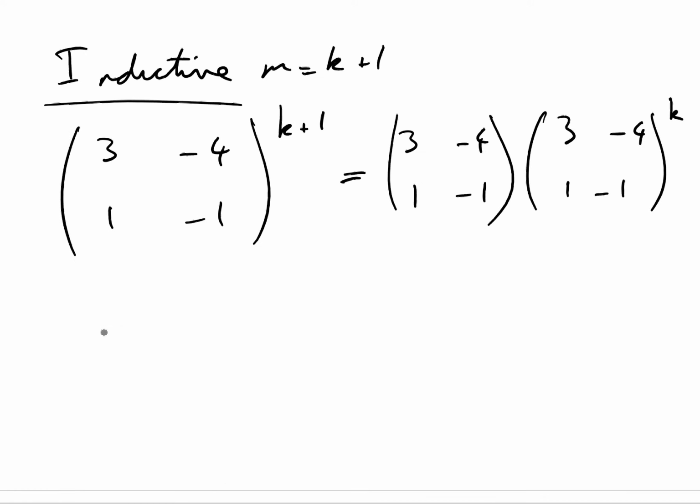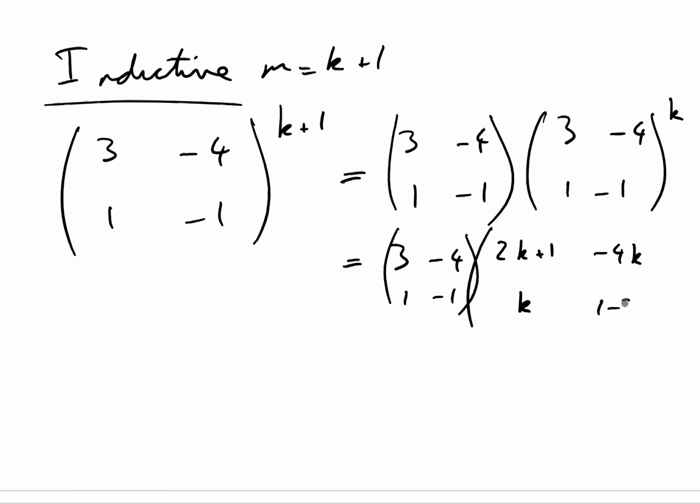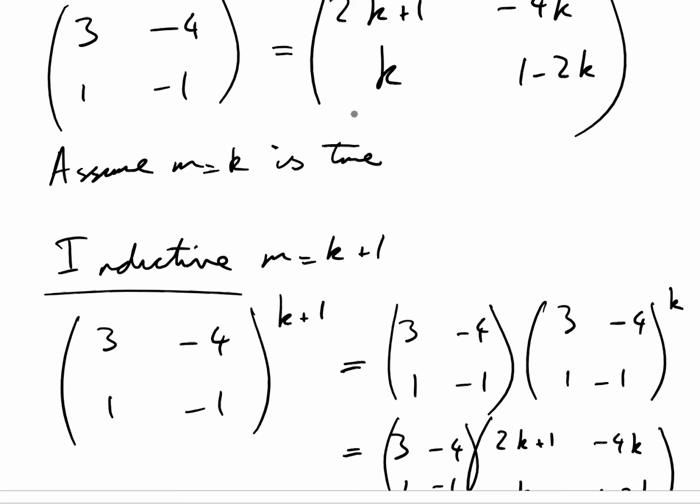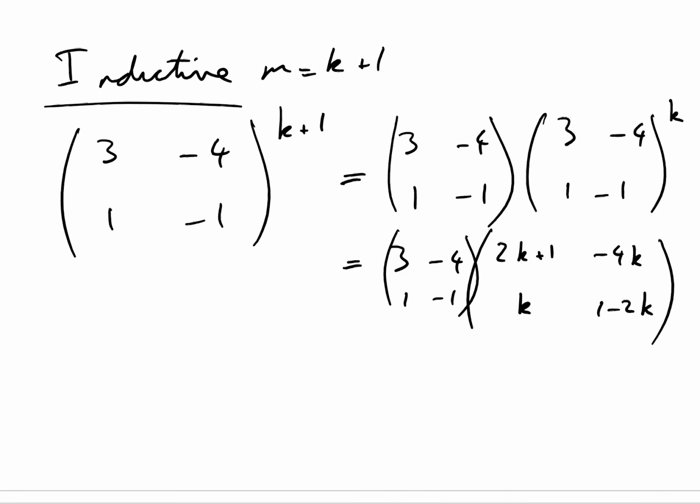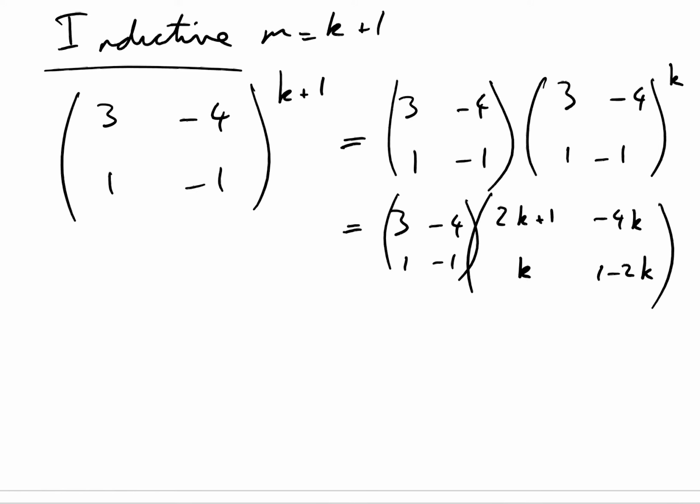Okay, so this now is equal to, actually I'm going to write it underneath here, this matrix here is equal to 3 minus 4, 1 minus 1, times the matrix 2k plus 1, minus 4k, k, and 1 minus 2k. Okay, so I've just simply replaced this matrix here with the expression that I know this matrix is equal to, which I worked out before. Because again, I'm assuming that is true.